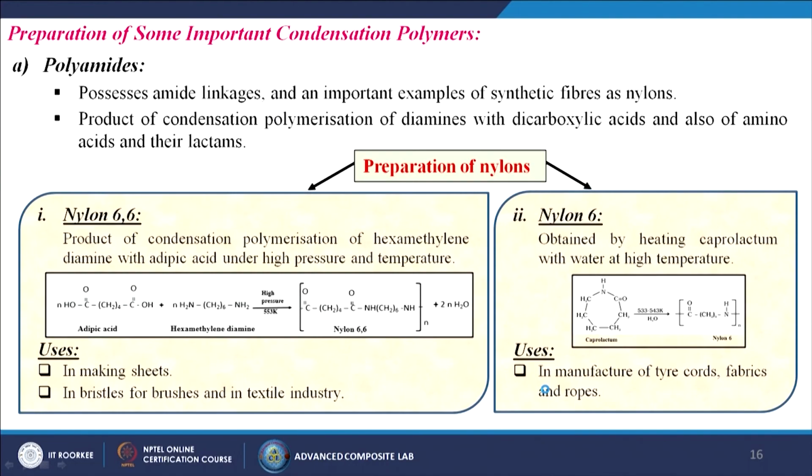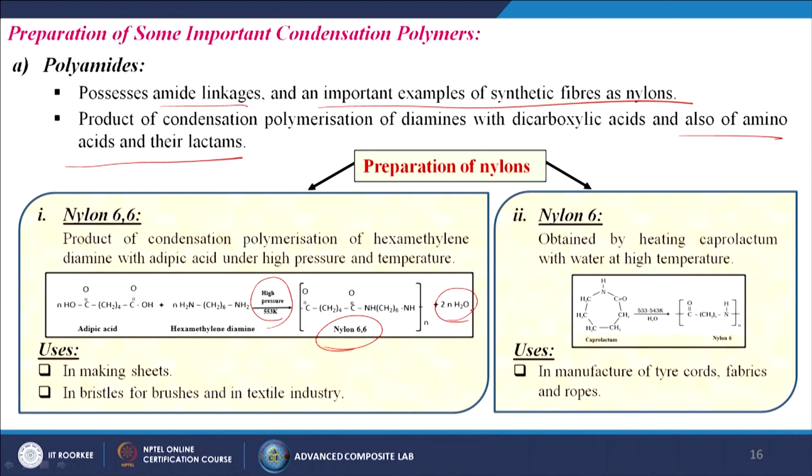Next, we are going to discuss the preparation of some important condensation polymers. What is that? It is called polyamides, which possess amide linkages, and an important example of synthetic fibers is nylons. They are the product of condensation polymerization of diamines with dicarboxylic acids, and also of amino acids and their lactams. So, how do we prepare nylon? First, nylon 6,6: the product of condensation polymerization of hexamethylene diamine with adipic acid under high pressure and a temperature of almost 553 Kelvin. So, we make nylon 6,6, and H2O, meaning water, is also generated as a byproduct.